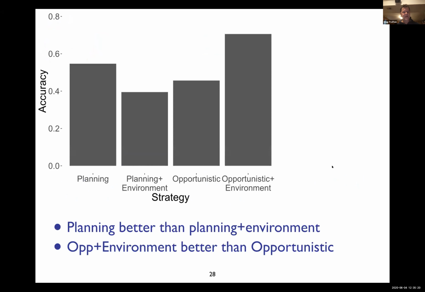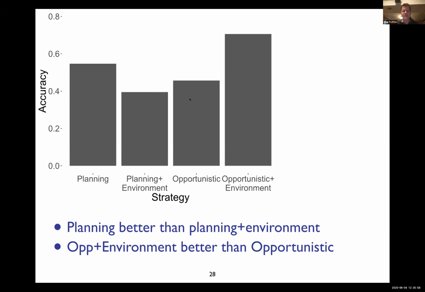And this is what we get. This is the pure planning strategy, and this is the planning and environment, looking around the environment. We see something really interesting here, where the planning strategy itself is actually better than the planning in the environment. This makes some amount of sense as a post hoc explanation: if you have a plan, you're not looking around at the environment a lot. That is in contrast to the opportunistic example.